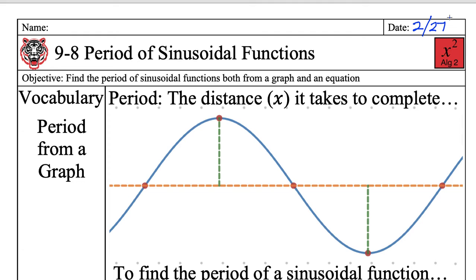So our vocab, what is a period? Are we in sex ed? We are not. So in math class, the period is the distance it takes to complete one cycle.